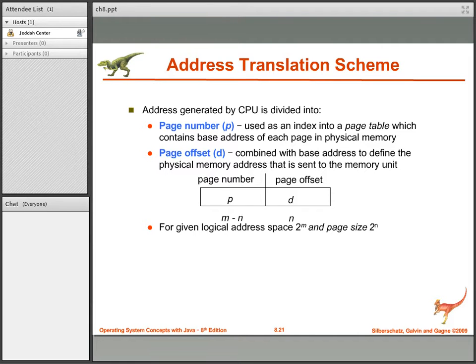For a given logical address space 2 to the power m and page size 2 to the power n, you have the page number occupying m minus n bits and the page offset occupying n bits.